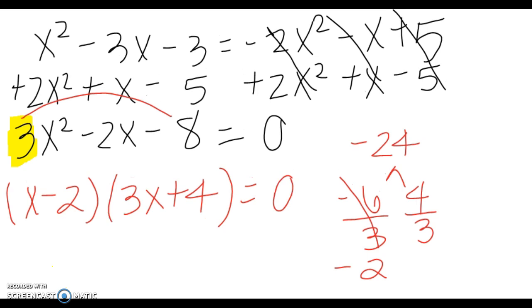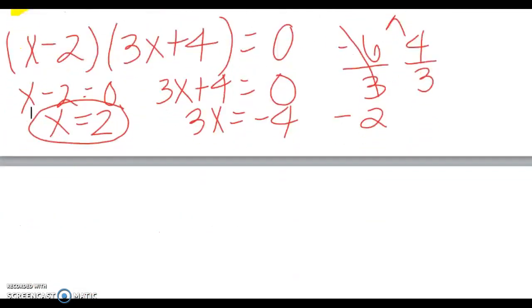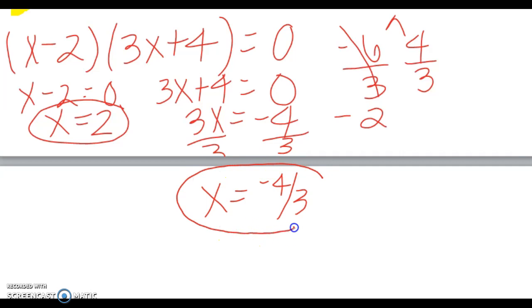From here, we will solve. So we will set each of our parentheses equal to 0. So I have x minus 2 equals 0 and 3x plus 4 equals 0. That gives me x equals 2. Here, I should subtract the 4 first, so I get negative 4. And from there, I will divide by 3. So I get x equals negative 4/3.